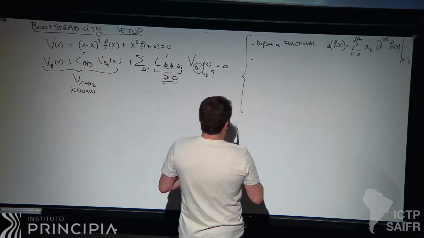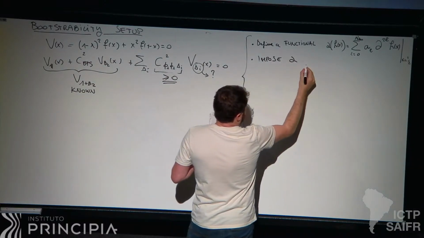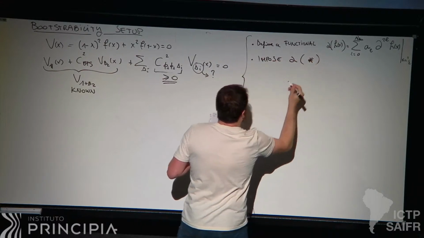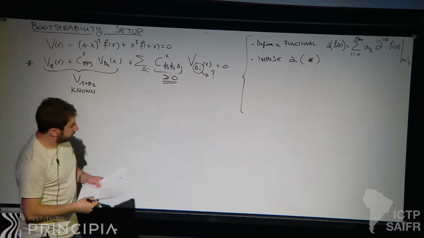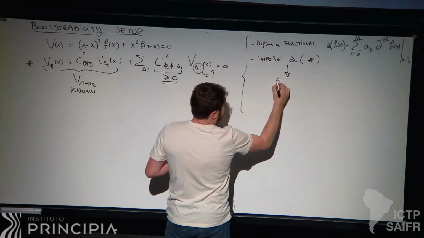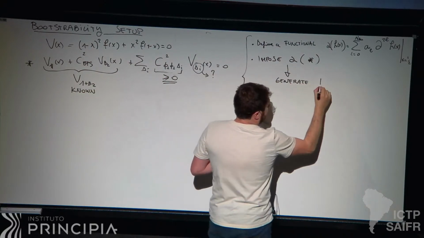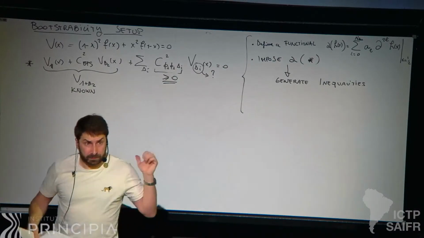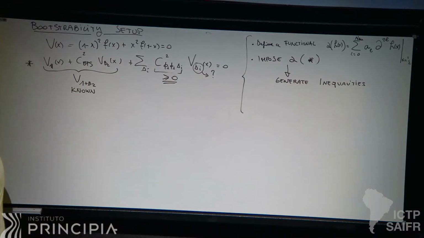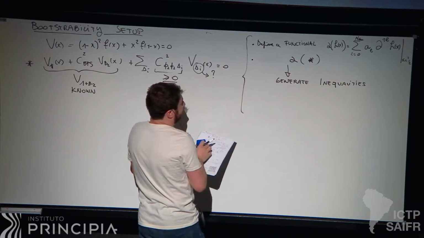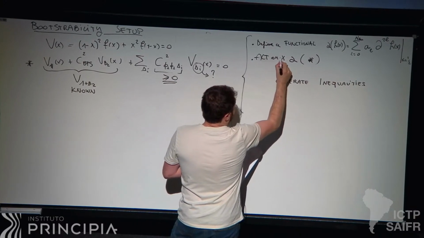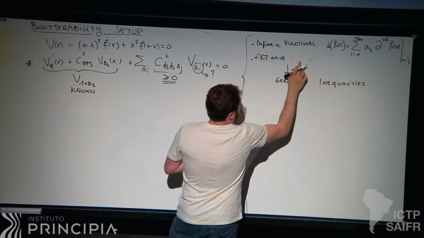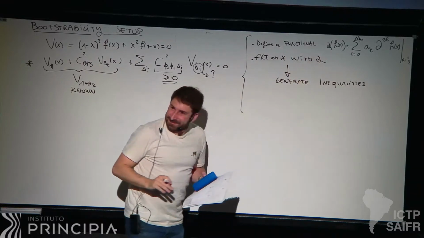Bootstrap, okay? Cool. Then we impose alpha on, let me call it star, on this formula, okay? And then from this, we generate inequalities. And those inequalities are bounding what I want to compute from this equation. Okay, so I guess I can give you the example. Say it again. Impose, like I'm acting. Yeah, I act on star with alpha. Better? Thanks.